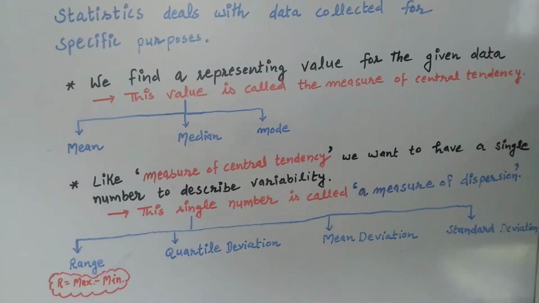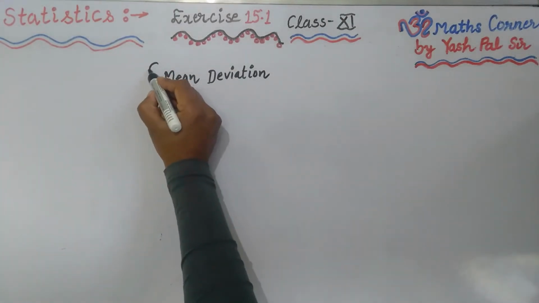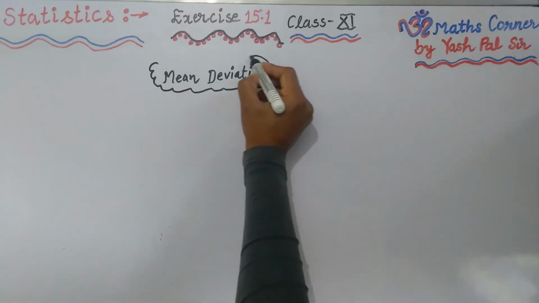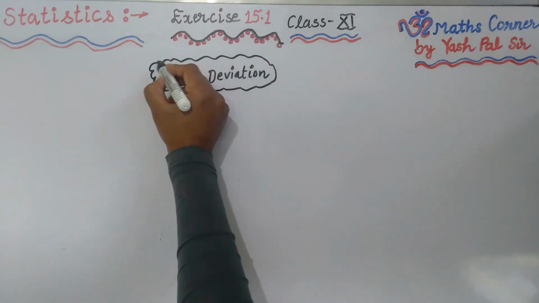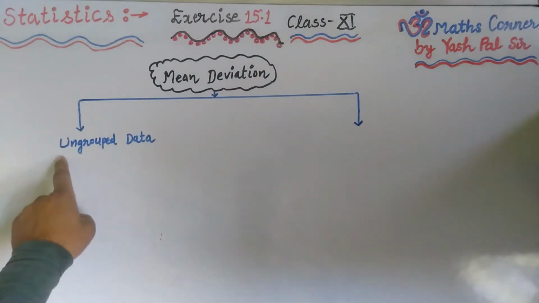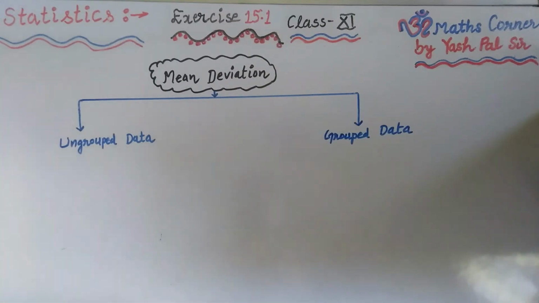Now what is range? Range means the maximum value minus the minimum value of the collected data. Now we shall discuss mean deviation. What is mean deviation? How do we calculate it? What are the formulae to find mean deviation? Firstly, mean deviation for ungrouped data, then mean deviation for grouped data.